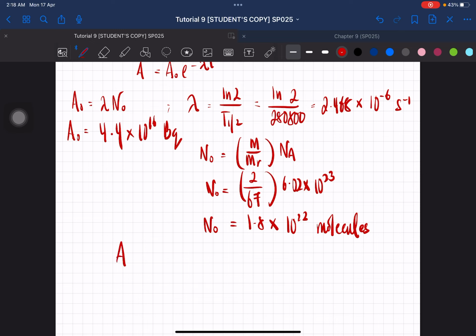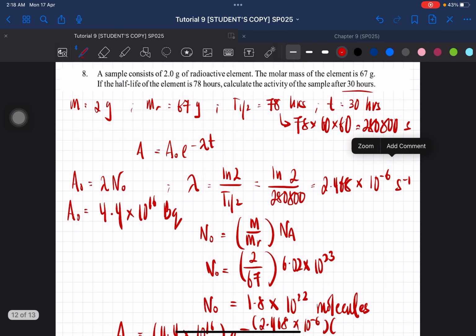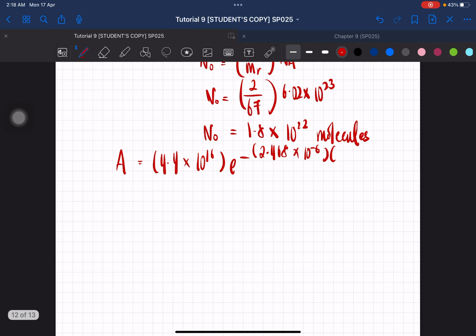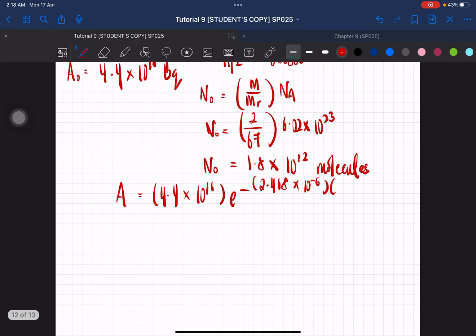We can then find the activity after 30 hours because we already have all the values. So this is 4.4 times 10 to the power of 16, e to the negative lambda, which is 2.468 times 10 to the negative 6, and then t is 30 hours. We do have to convert that into seconds because becquerel is decays per second.